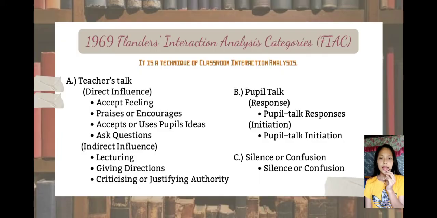Number 1. In 1969, the Flanders Interaction Analysis Categories, also known as the FIAC, was introduced, a technique of classroom interaction analysis that was tackled by Ms. Carillo as definition number 3. As you can see, it is composed of three possible conditions of communication in the classroom: number 1 is the teacher talk, number 2, the pupil talk, lastly the silence or confusion.